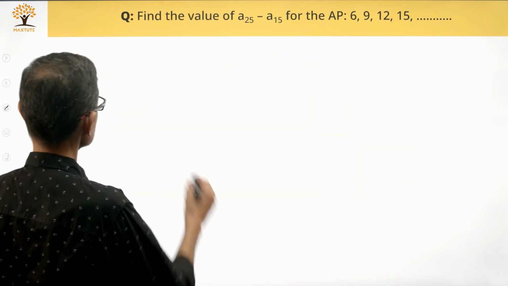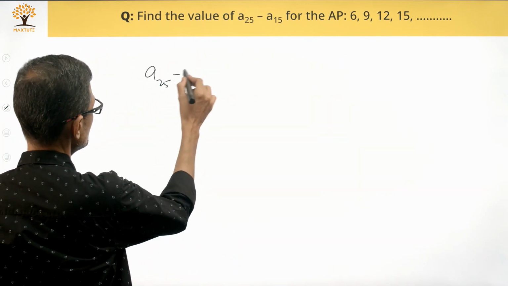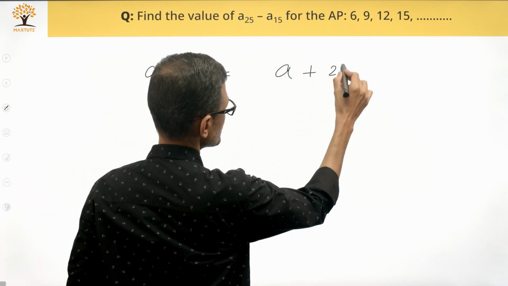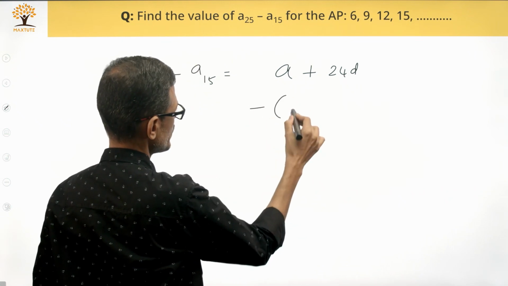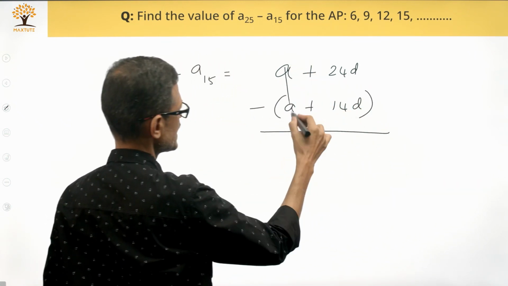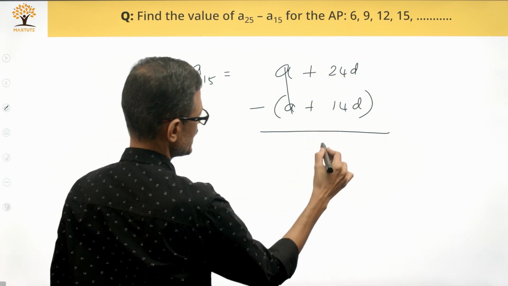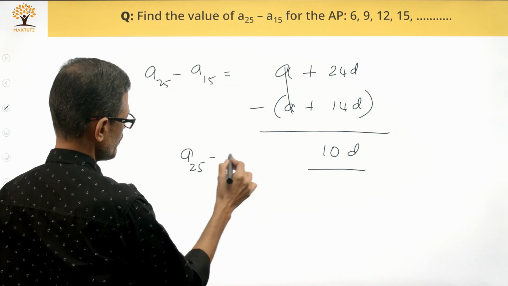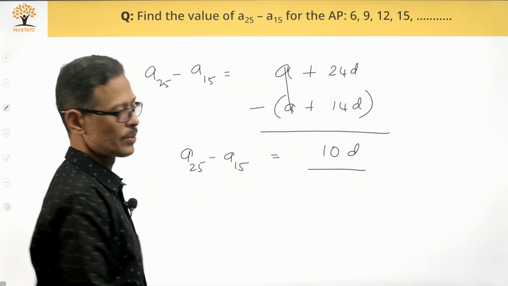What we need to find out is the value of A25 minus A15, which is therefore going to be equal to a plus 24d. From this, we are going to subtract a plus 14d. What will you get? a gets cancelled with a. 24d minus 14d is equal to 10d. So the value of A25 minus A15 is equal to 10d.